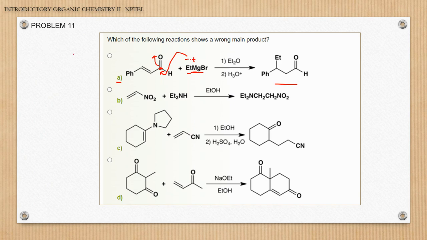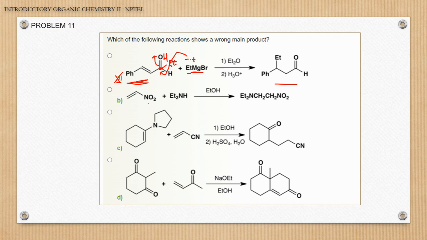See, I have told you that it is a 1-2 addition product. That means ethyl is going to be at this position, this would be OH, and this alpha beta unsaturation is untouched. So is it matching with this product? It is not matching with this product. So this part is incorrect. Now we have to see all of these.